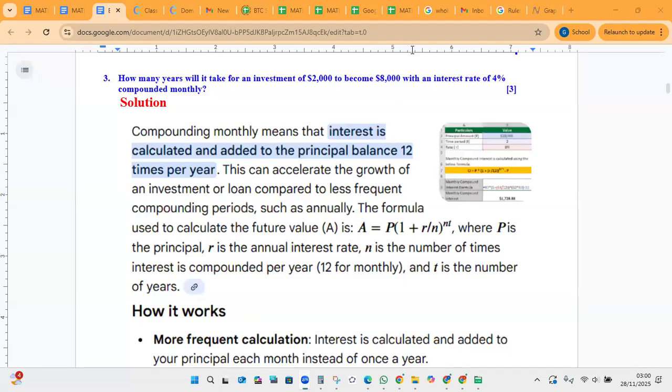In this recording, we will discuss number 3. It says, how many years will it take for an investment of $2,000 to become $8,000 with an interest rate of 4% compounded monthly? So clearly, this is a compounding monthly question, whereby we've got to find the number of years. So we are solving for the number of years.